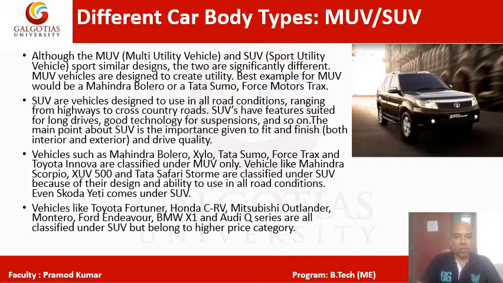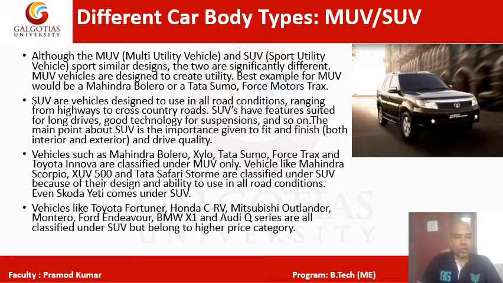The best examples of MUV would be the Mahindra Bolero or Tata Sumo, Force Motors and trucks. SUVs are vehicles designed for use in all road conditions, ranging from highways to cross-country roads. In these types, importance is given to all factors, including advanced technology for the engine, gearbox, and suspension, and so on. The main point about the SUV is the importance given to fit and finish, both interior and exterior quality.